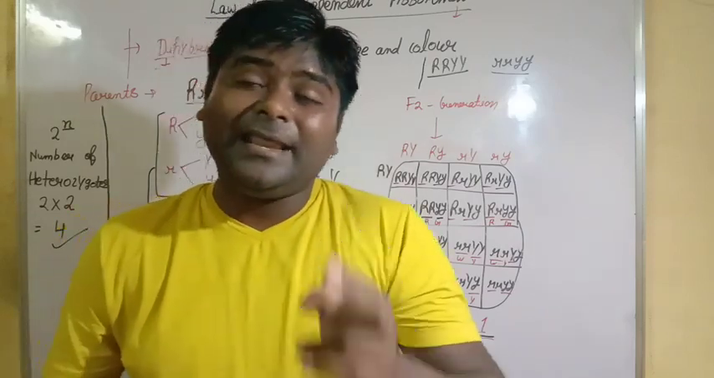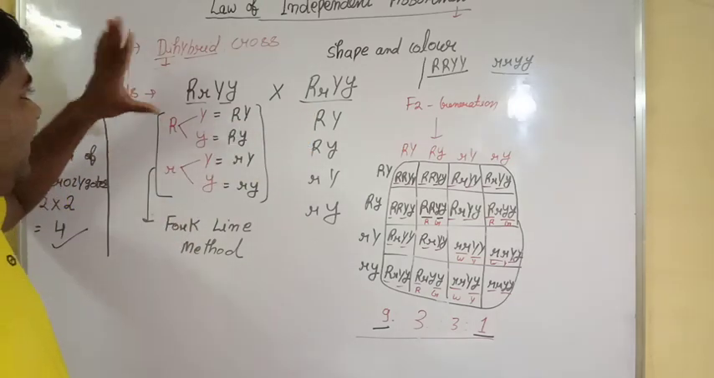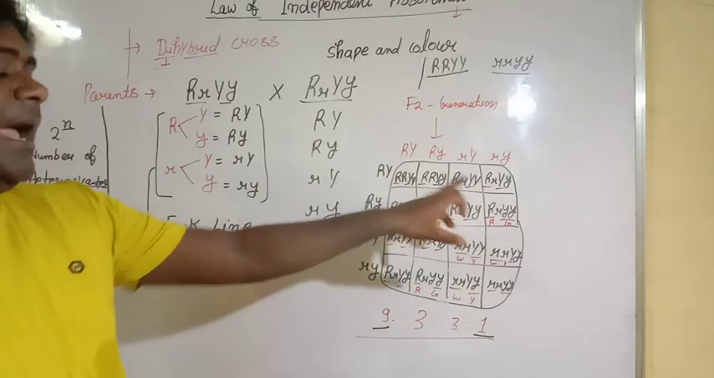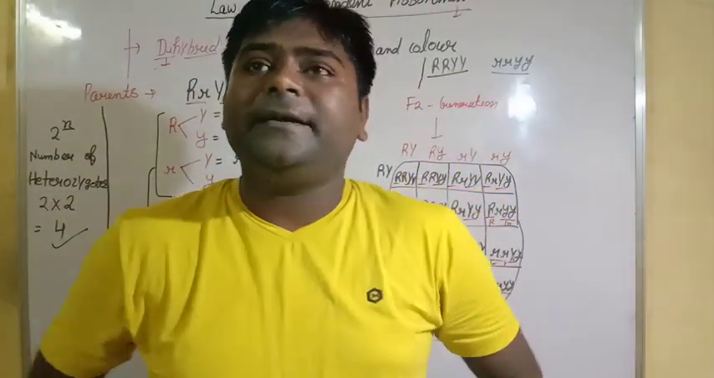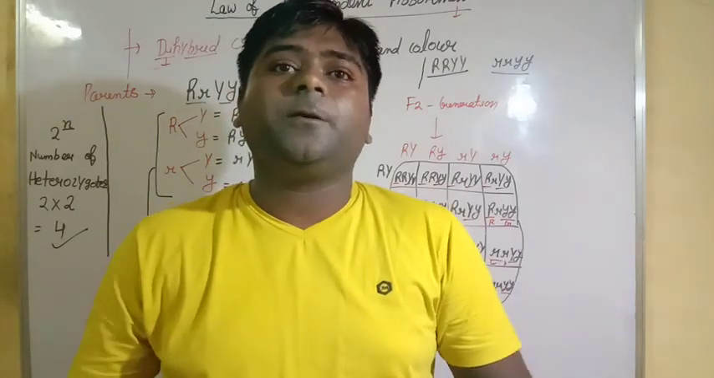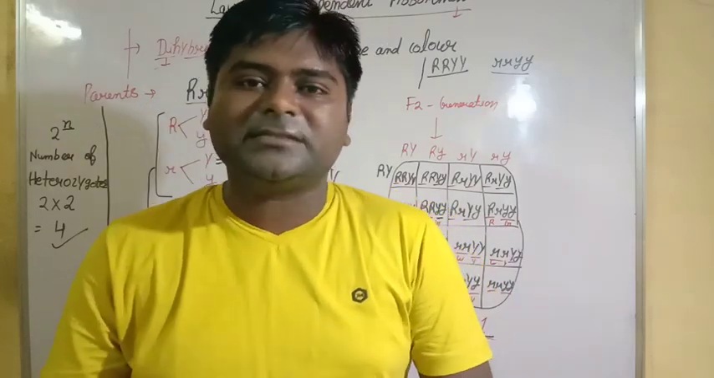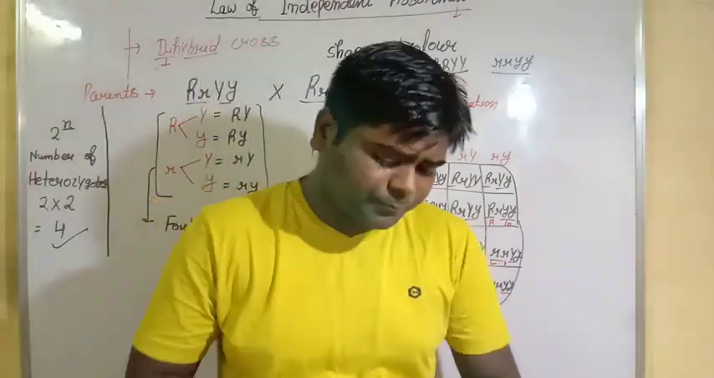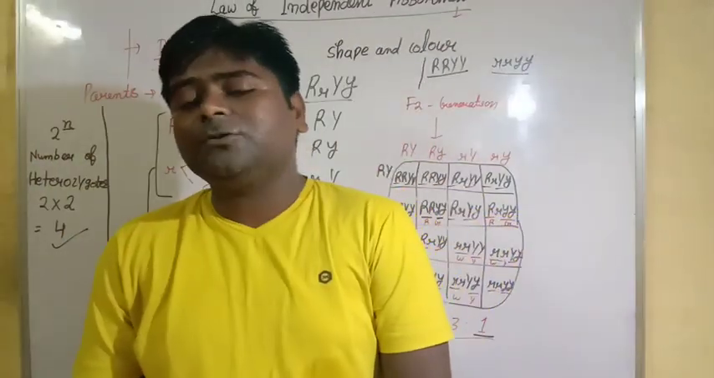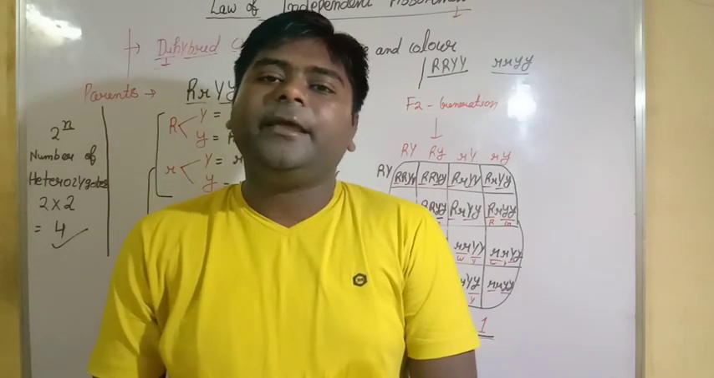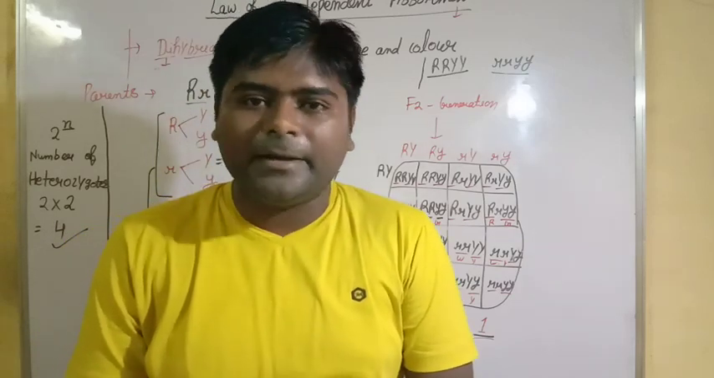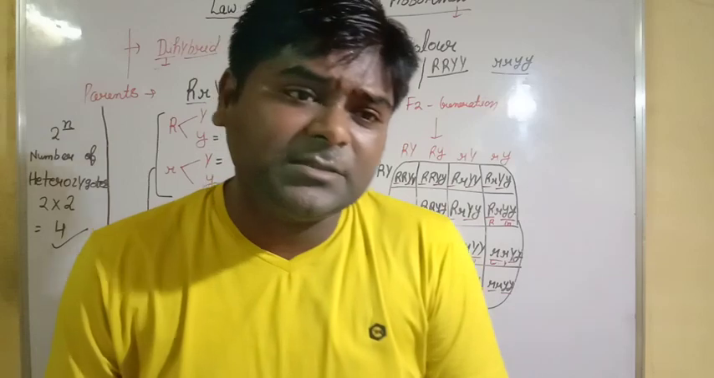It means characters are able to separate. You can see independent assortment. We have the separation of the characters, and then we have the fertilization. Fertilization means we have the mixing of the characters, that is assortment. What Mendel told us is, whenever we have the mixing of two characters, the characters are able to separate and are able to assort. They are free to be assorted. My dear students, this is the concept.